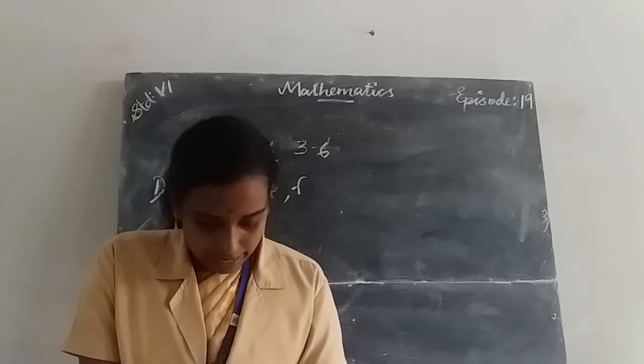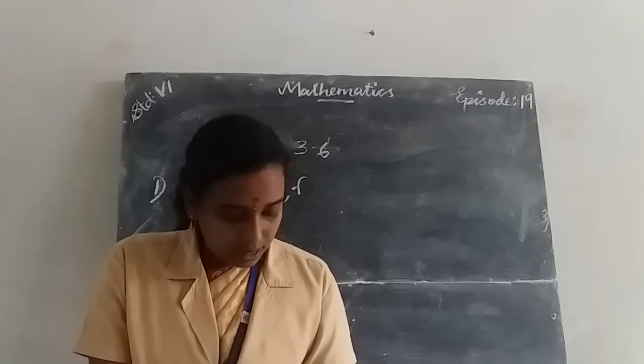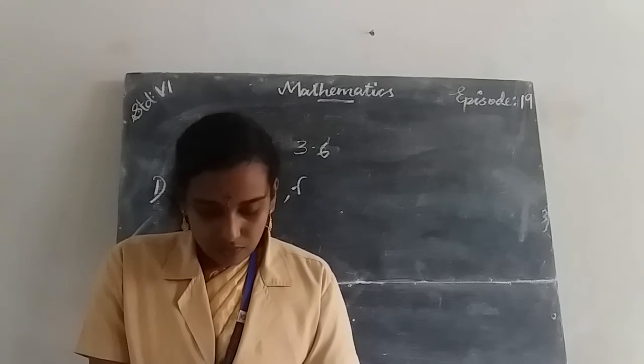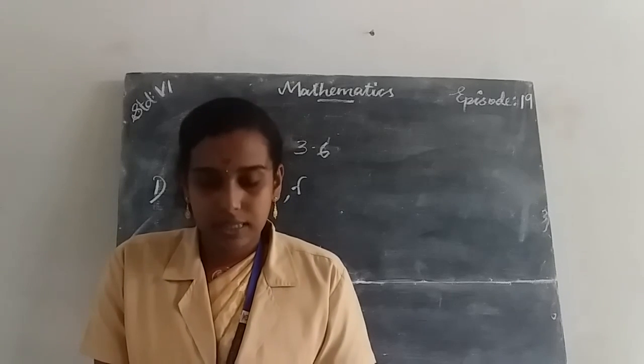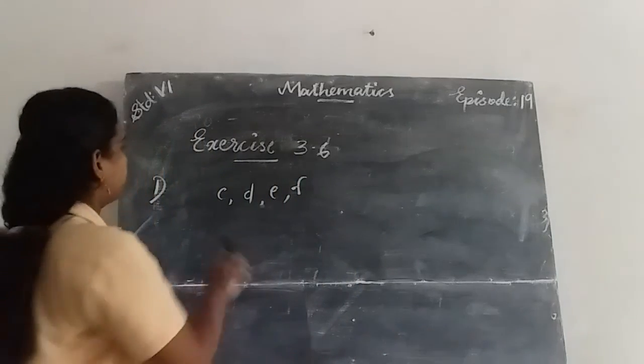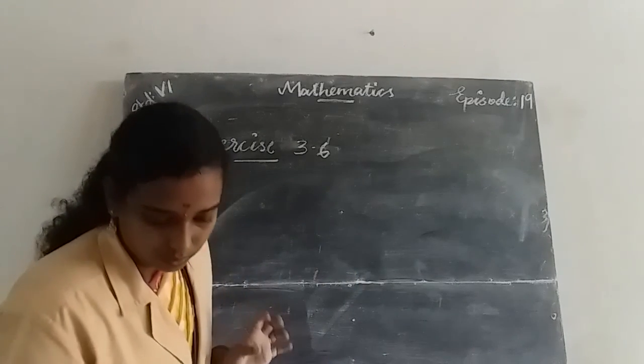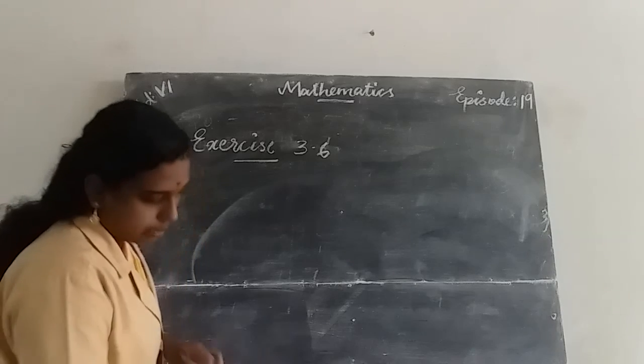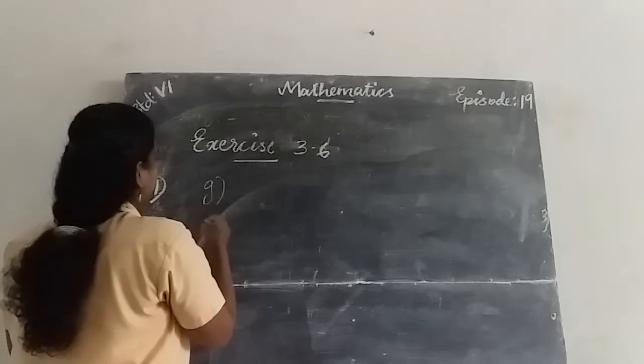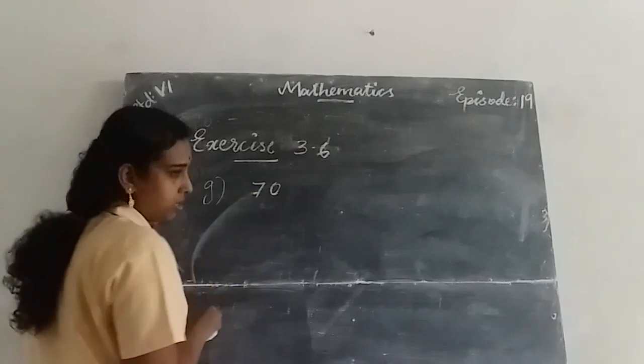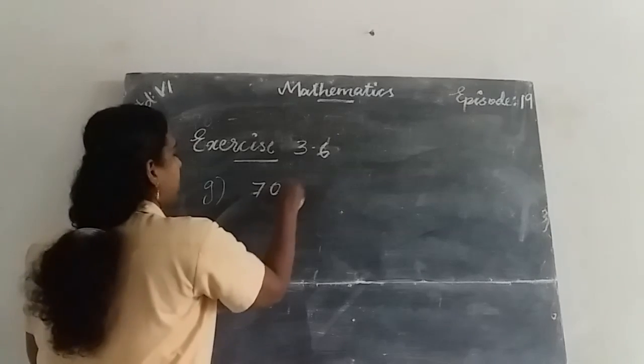Then the next question, find the factors of 70, 105 and 175. Question G.